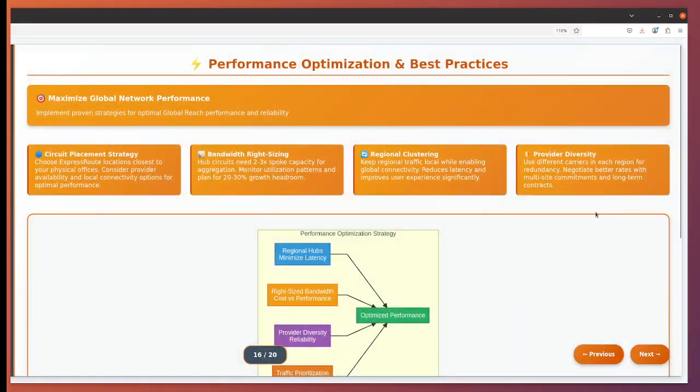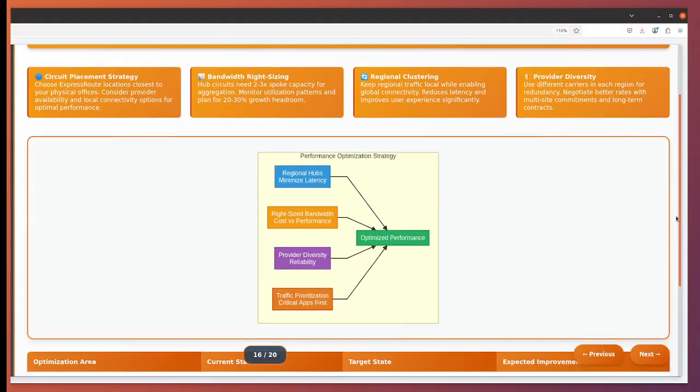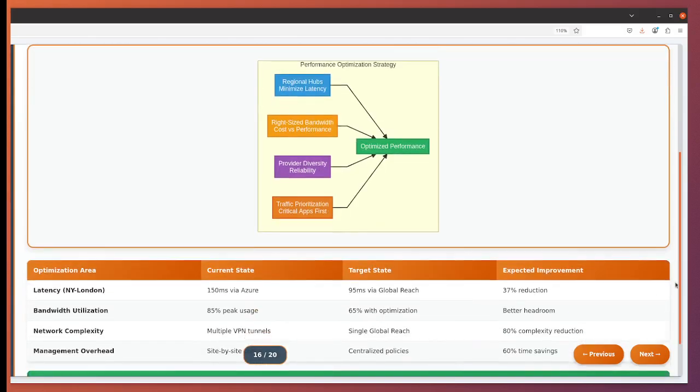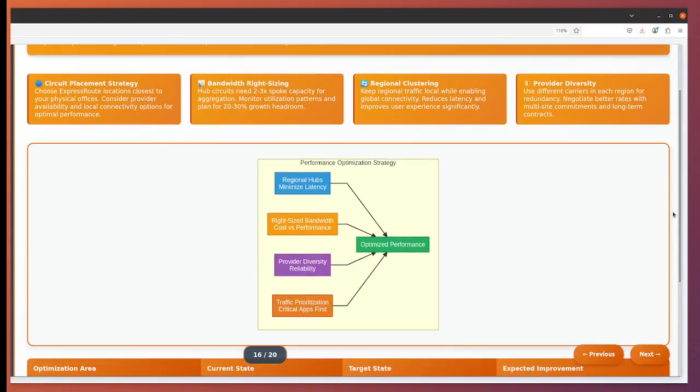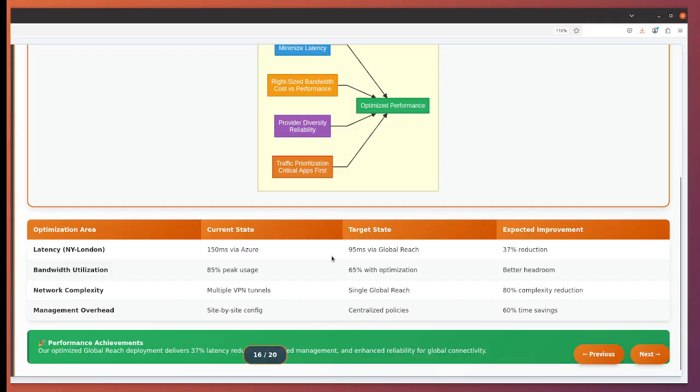Performance optimization and best practices. Achieving optimal performance for Global Reach involves understanding both technical configuration and operational best practices. The optimization strategies shown can significantly improve your global network performance. Let's detail each approach systematically. Bandwidth optimization starts with right-sizing your circuits. Our New York hub at 10 gigabits per second provides headroom for growth, while London's 5 gigabits per second matches current regional needs without over-provisioning.